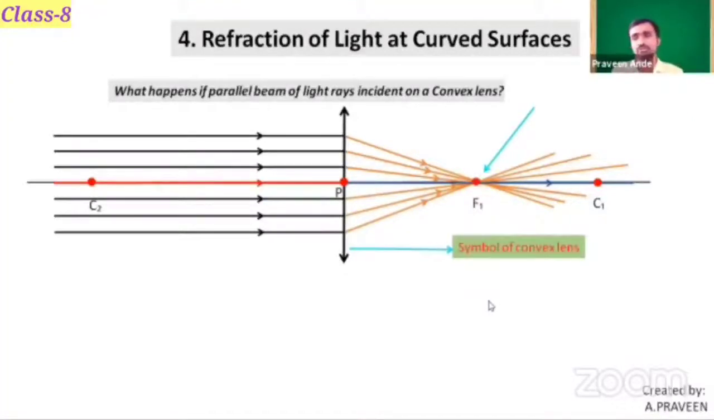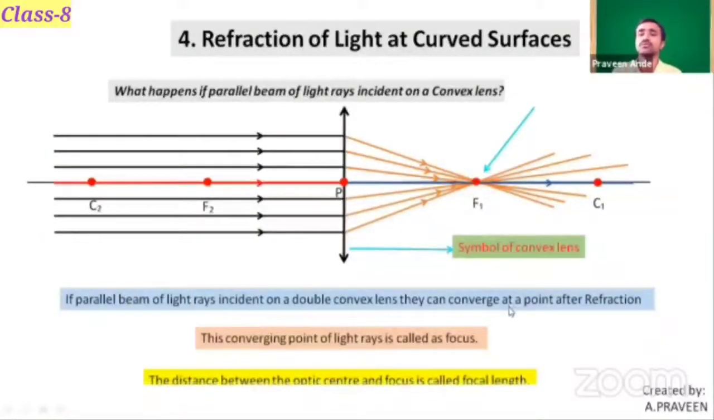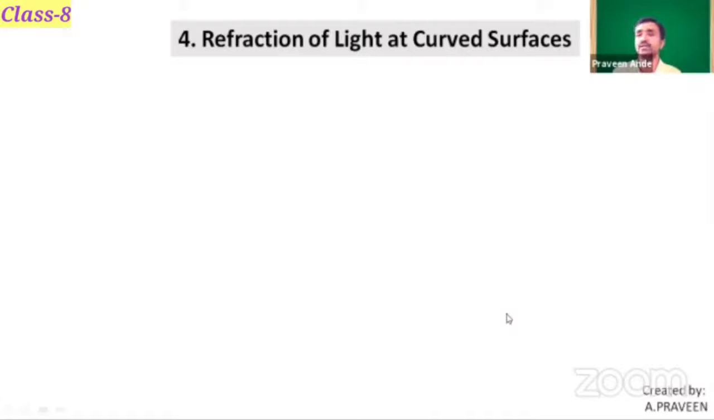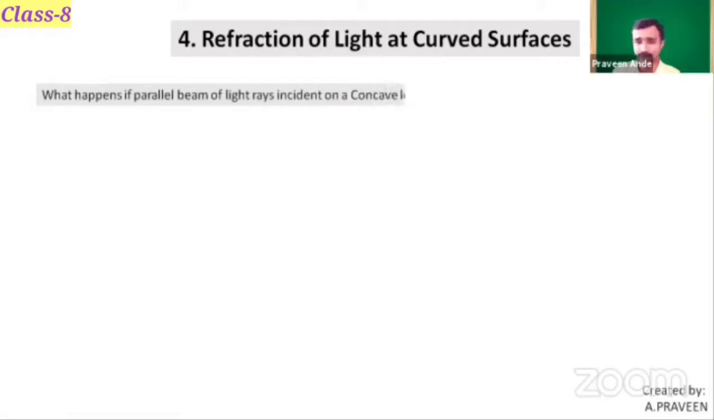If you incident the light rays from the second surface, that point will be observed on the left side. That point we take as f2. So two focal points are available with a double convex lens, and also with a double concave lens. These points are called focal points, and the length between the optic center and the focus is called the focal length, denoted by the letter small f. So this is about this question and answer. What happens if a parallel beam of light rays is incident on a double convex lens? The same question I am asking you to answer, now for a concave lens.